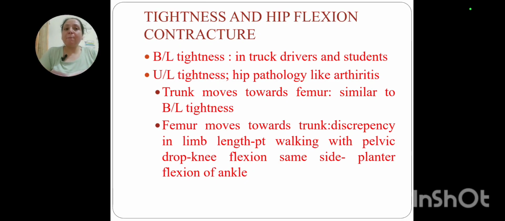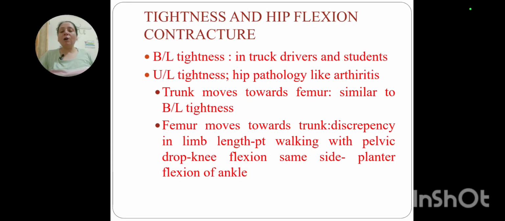Now, tightness of hip flexors, the contracture, if there is a bilateral tightness, is seen in truck drivers and students who have a sitting position, so there will be a bilateral hip flexor tightness. Unilateral hip tightness takes place in arthritis. Now what happens is, either the trunk will move towards the femur, that is in bilateral tightness, the trunk will move towards the femur, the person will walk in this position, whereas otherwise the femur will move towards the trunk.